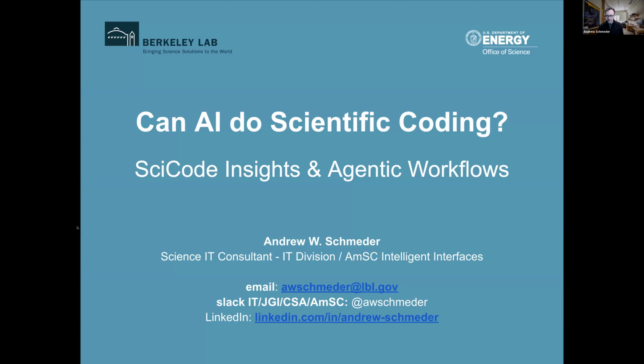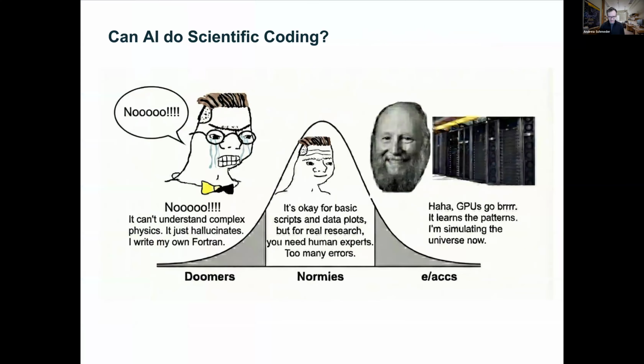I'm going to be taking a look at some of the technical side of this question of can AI do scientific coding? And as Hannah mentioned, I've been setting up and running the AI gateway portal for Berkeley Lab for a couple of years now. So I've had a chance to test a lot of these models and talk to a lot of people about what their experience is. There's probably a curve of folks on various sides of the equation. I think a lot of us can agree that the tools are okay for some things, but have limitations.